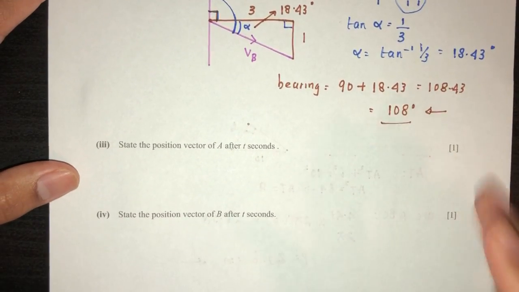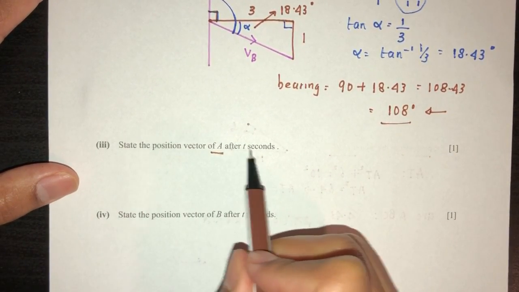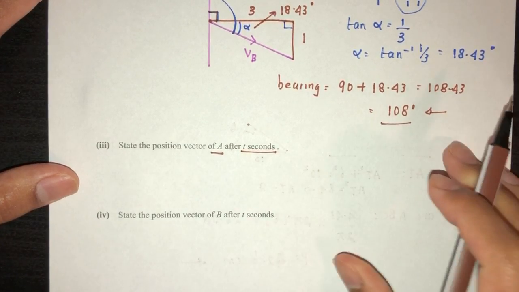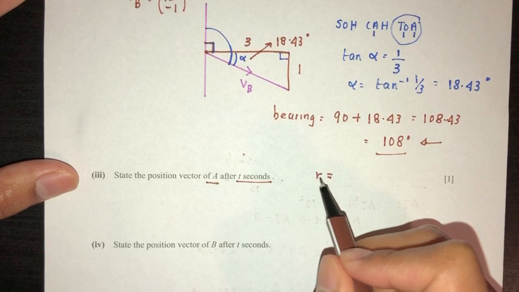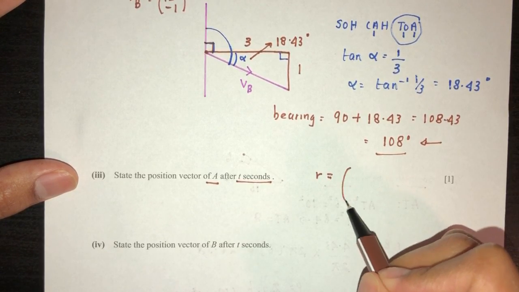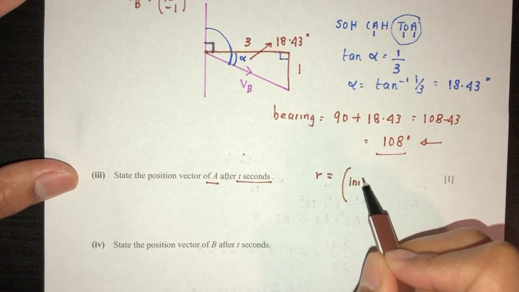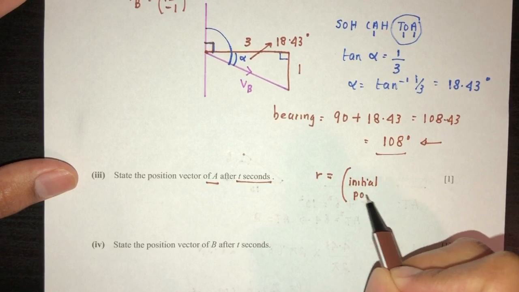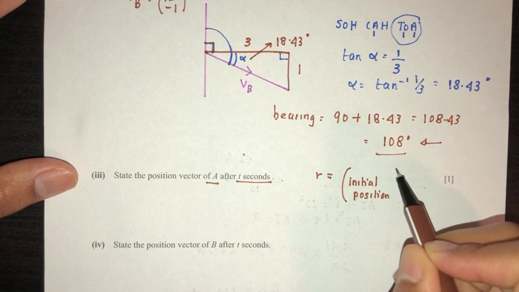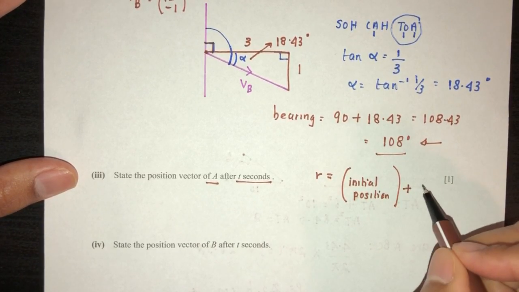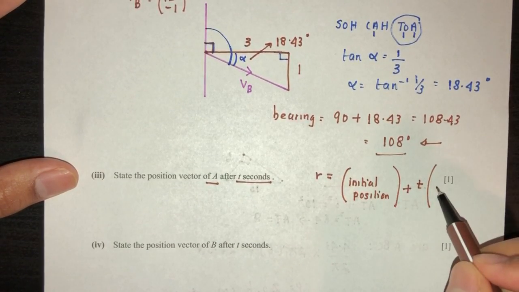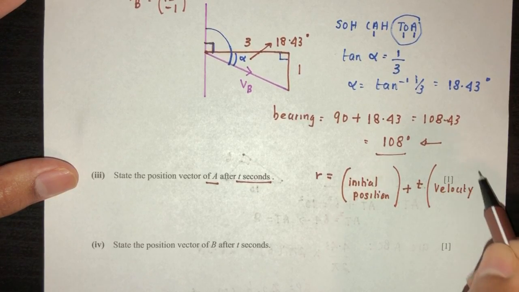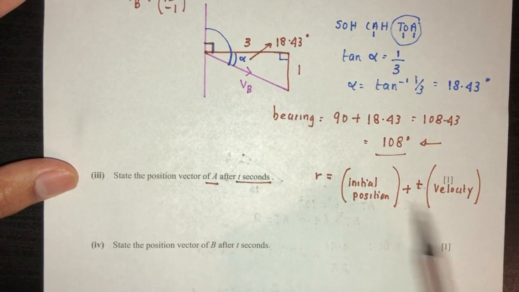Now for part 3, state the position vector of A after t seconds. So how do you write the position vector of A? You can write R is equal to, R is the position. What is the initial position? The first one is your initial position, plus we have to multiply the time after t seconds, time times the velocity. So that's how you write the position vector.